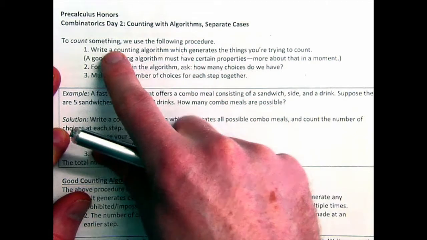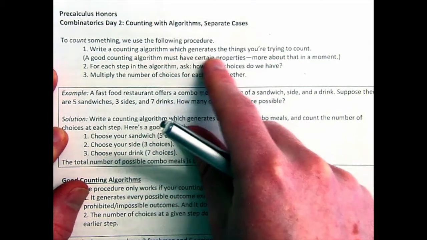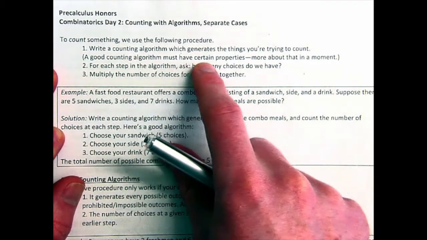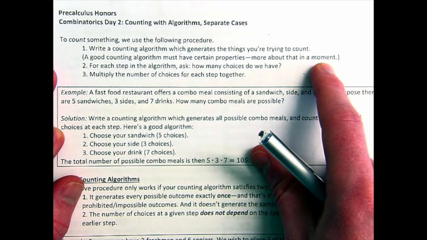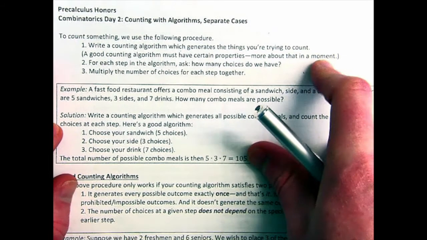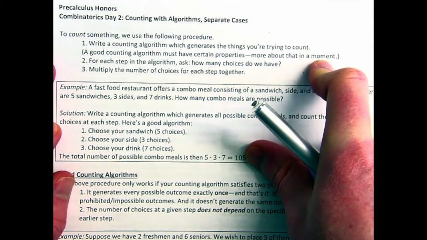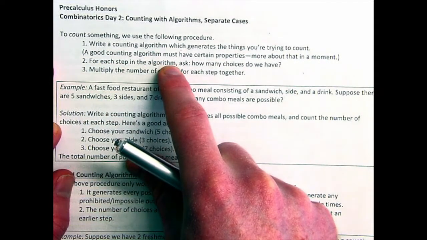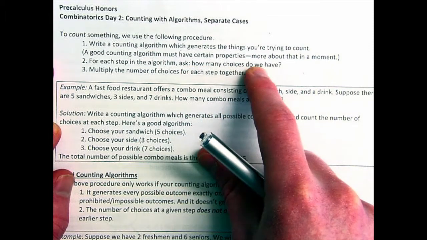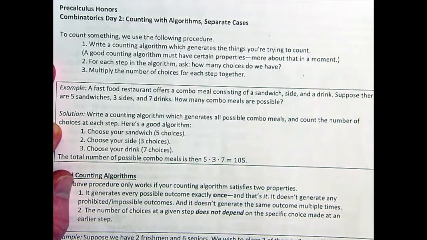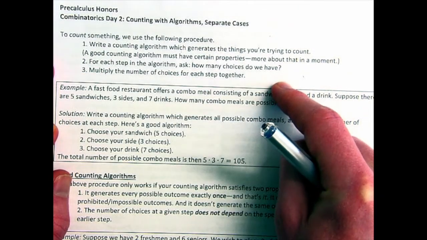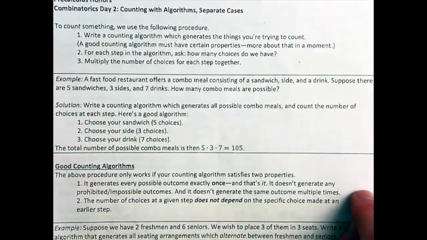Step one is you write a counting algorithm which generates the things you're trying to count. A good counting algorithm must have certain properties. We'll talk about that more in a moment, but for now, just understand that there are bad counting algorithms. Step two is for each step in the algorithm, you ask, how many choices do we have? Okay? So for each step, you say, how many choices do I have at this step? And then step three is you multiply the number of choices for each step together. And that's it. Okay, so let's see an example.